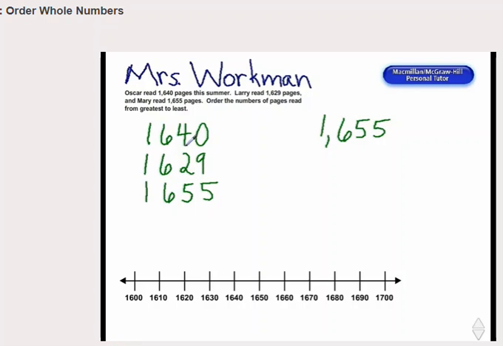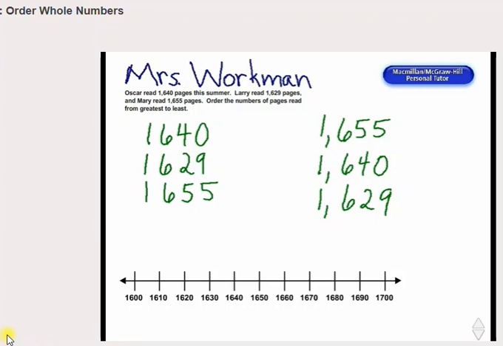Then the 4 would be next. This 4 represents 4 tens. So 1,640 would be in the middle. And then finally, the 2 represents 2 tens, which is the smallest quantity of tens in this list. So this is what the list looks like from greatest to least.